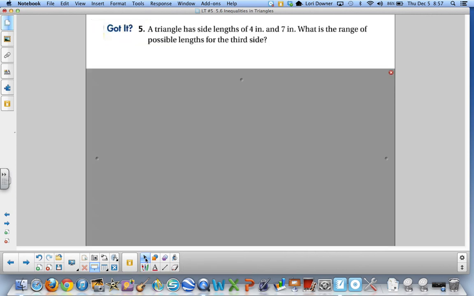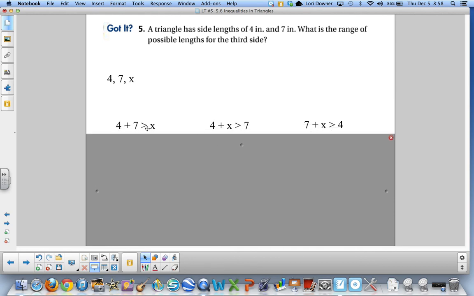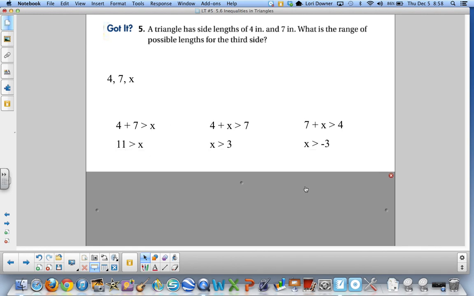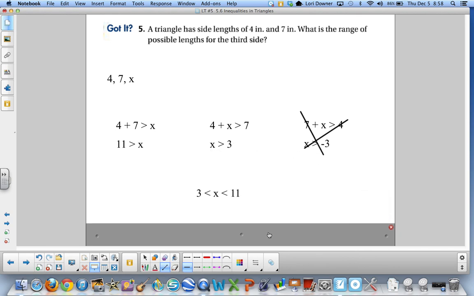Pause the movie, try this one on your own, press play when you're finished. We've got 4 and 7 and x. Our three scenarios give us 4 plus 7 greater than x, 4 plus x greater than 7, and 7 plus x greater than 4. Solving each of those for x, I get x has to be less than 11, has to be greater than 3, and it has to be greater than negative 3. Seeing this scenario, I don't need the last one because x being greater than 3 takes care of that. So I get that 3 is less than x is less than 11.